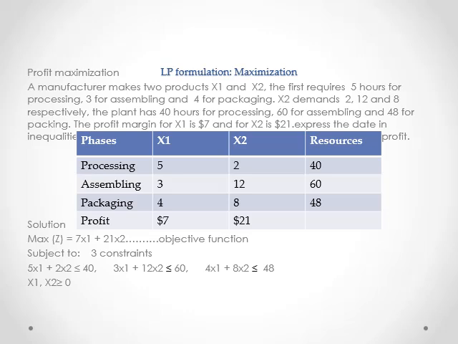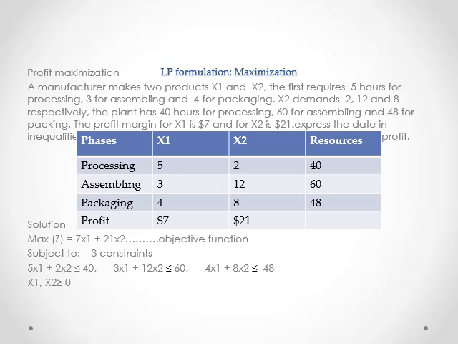The plant has 40 hours for processing, 60 hours for assembling, and 80 hours for packing. The profit margin for X1 is $7, while the profit margin for X2 is $20.